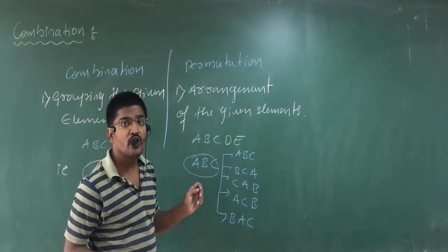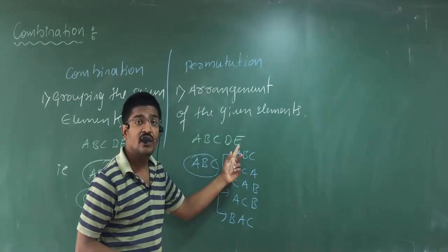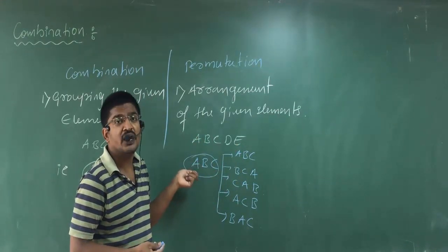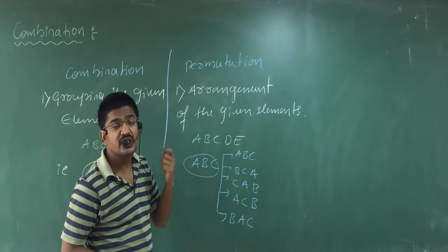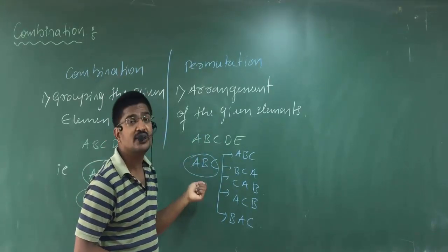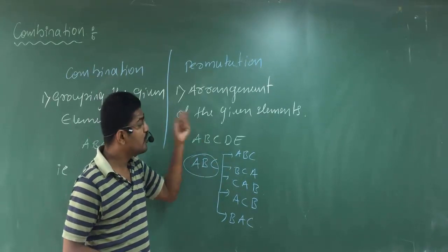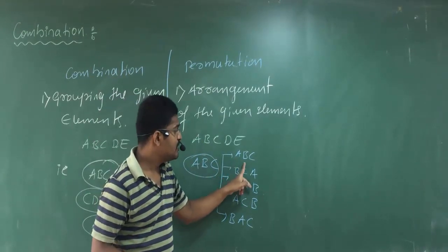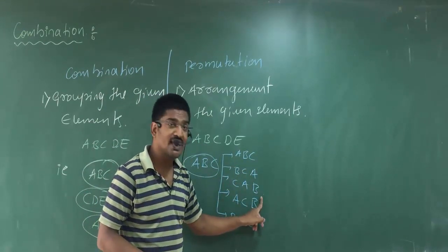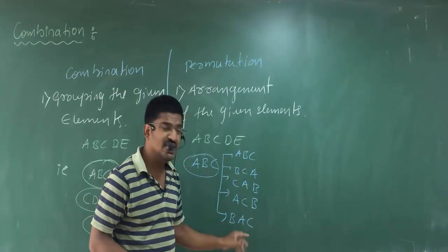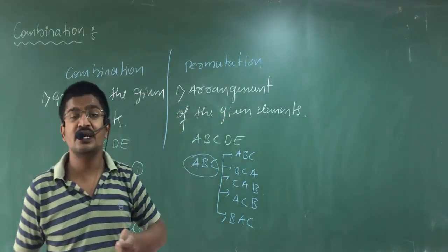But in permutation, if I take 3 elements from these 5, that is not enough for me, because if I choose these 3 elements, I have to concentrate on arrangements of these 3 elements. That is called the permutation. Clear? So how can I arrange these 3 elements out of these 5? See here, A, B, C first I can arrange, B, C, A I can arrange, C, A, B, A, C, B, B, A, C. Like this I can arrange my terms from these 3 elements A, B, C.